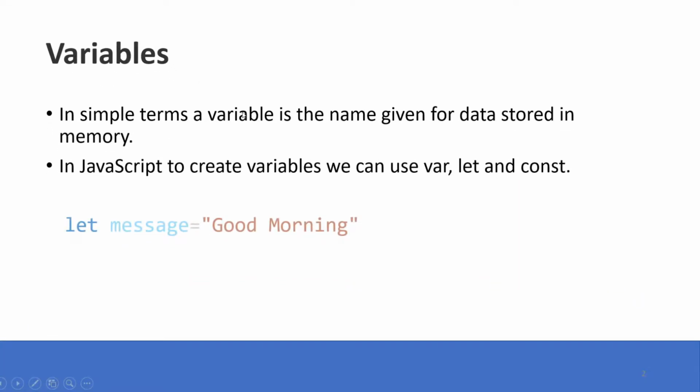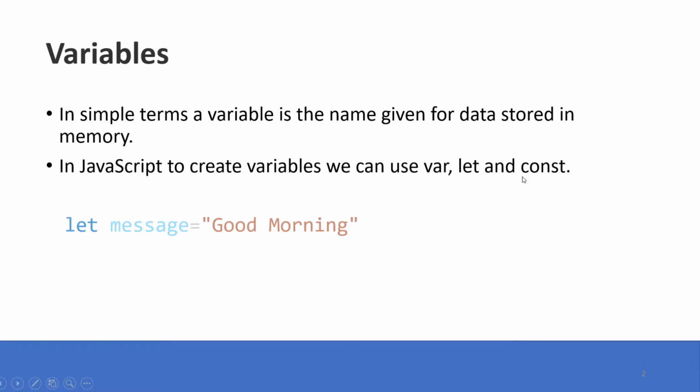So variables. In simple terms, a variable is a name given for the data stored in the memory. The data will be stored in the memory, and the name given to that particular data that is stored is called a variable. Why do we call it a variable? Because the value that is stored in the memory could change during the execution of the program. That's why we call it a variable. So in JavaScript, in order to create variables, we use var, let and const declarations.